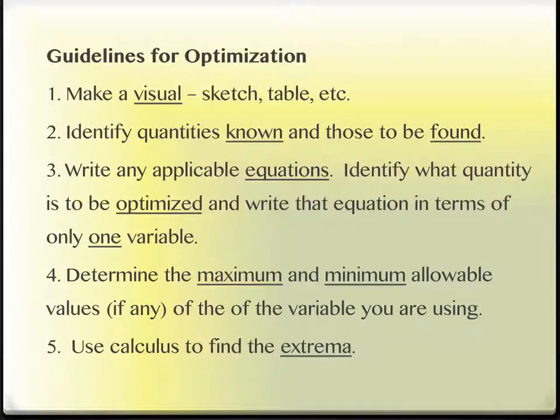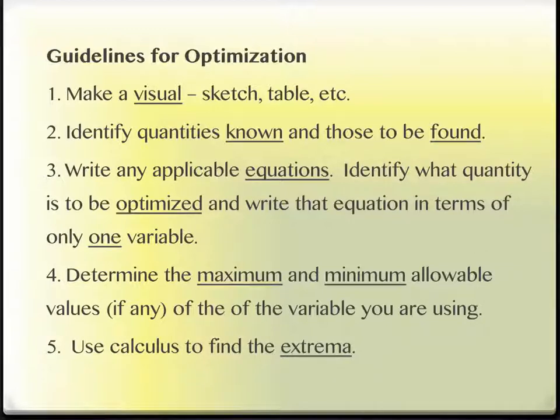So sometimes you have limitations, right? So when I'm going to the grocery store, there are some limitations of what I have. I only have so much money in my wallet. So I do have a limitation in what I can spend. There's only so much food in the store. There's a limitation in what I can buy too. So, and then step 5 is to actually use calculus to find the extrema.